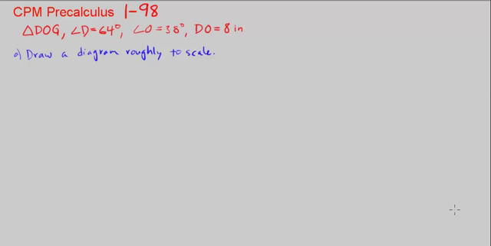This is CPM Precalculus Chapter 1, number 98. So we're given a triangle DOG, and angle D is 64 degrees, angle O is 38 degrees, and side DO is 8 inches. So we're asked in part A to draw a diagram roughly to scale. Okay, so how do we draw it roughly to scale?